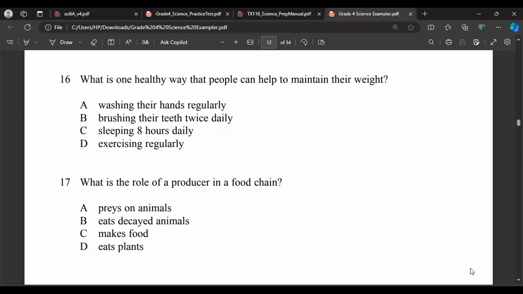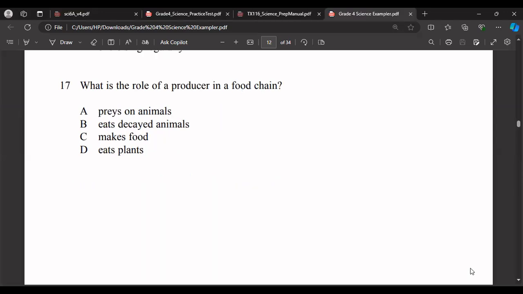So number 17. What is the role of a producer? C. Great. Do you know what producers are in the food chain? They're plants. Beautiful. Correct.